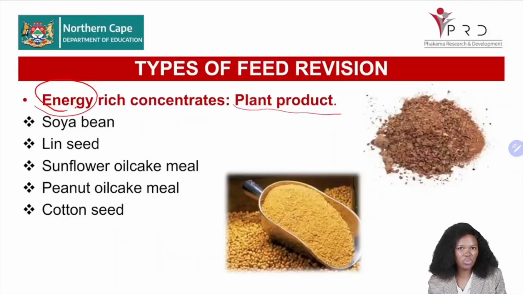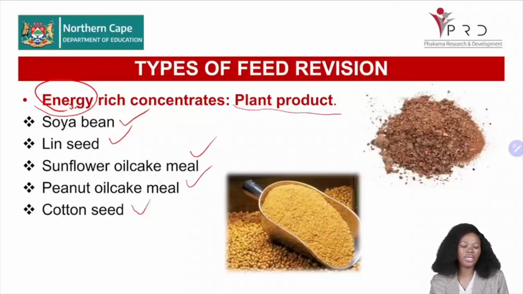And then concentrates that are protein rich, but come from plant products. Protein rich, not energy rich, protein rich. We can name the soybean, the sunflower oil cake meal, peanut oil cake meal, and the last one will be the cotton seed. So these are examples of concentrates that are protein rich.